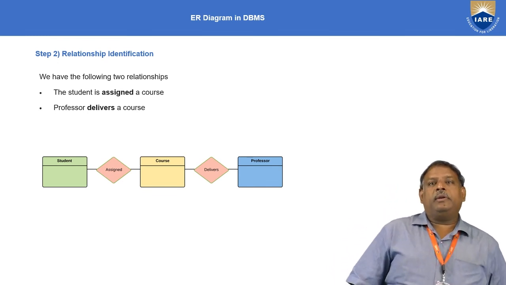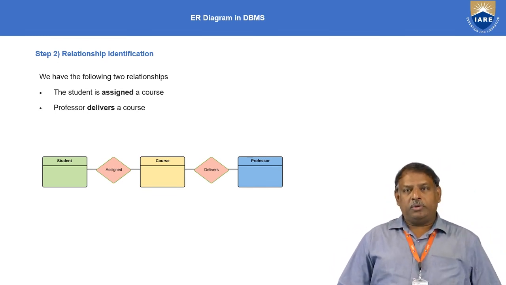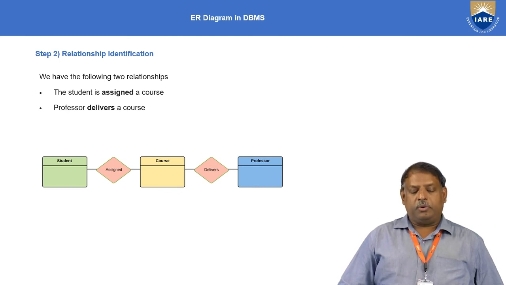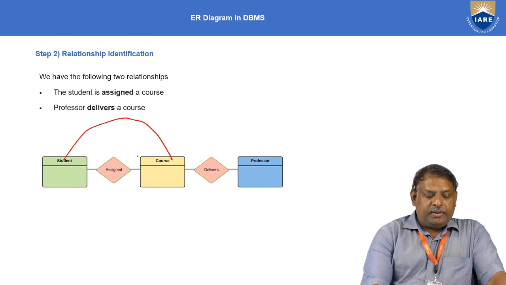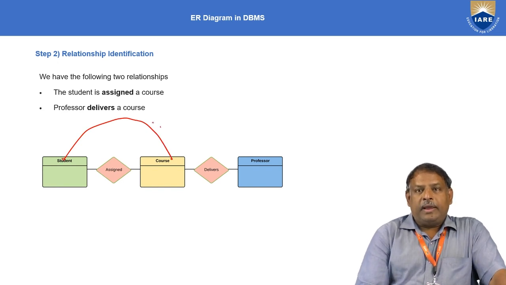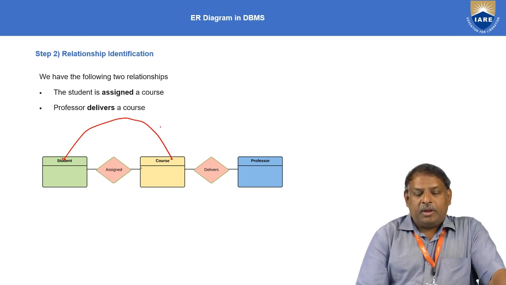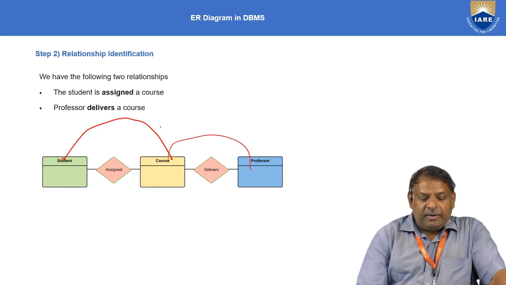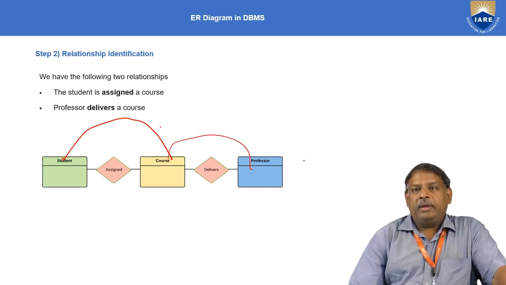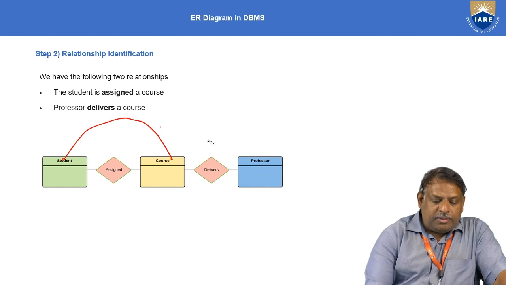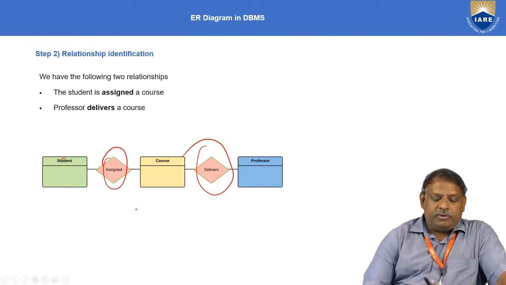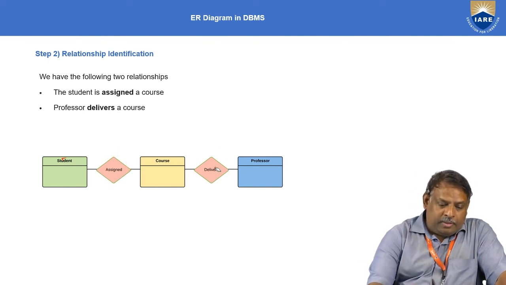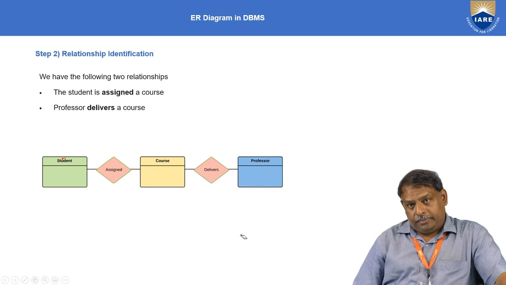We have the following relationships. A student is assigned a course, a professor delivers a course. So we have two entities here, the student and course, and a student is assigned to a course and a professor will deliver the course. One is assigned here, and this one delivers. We have identified the relationships.